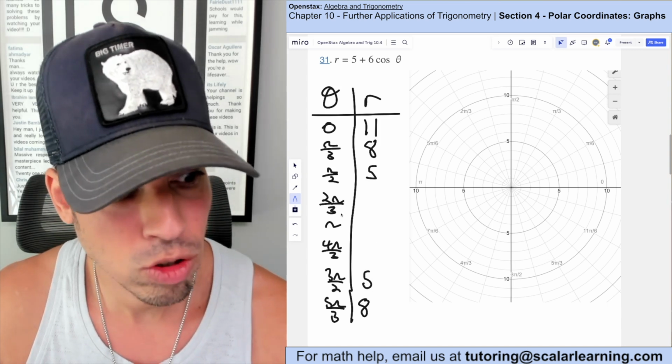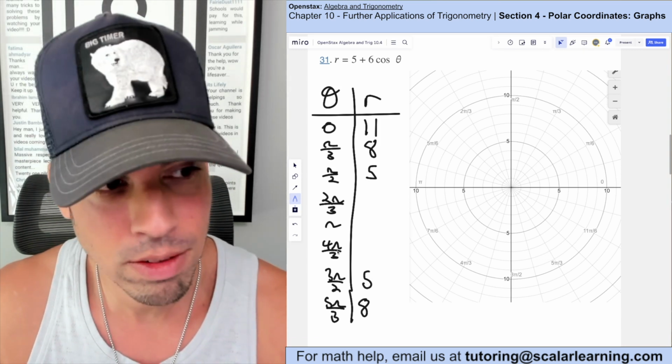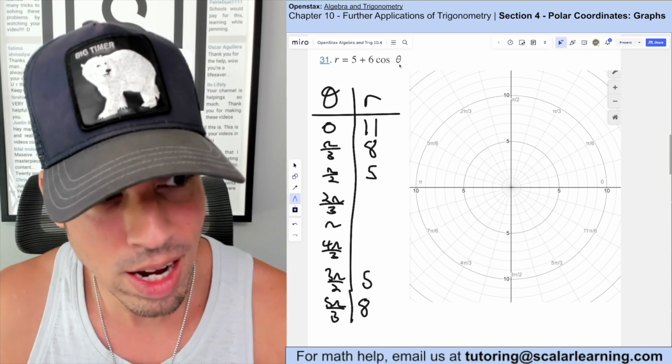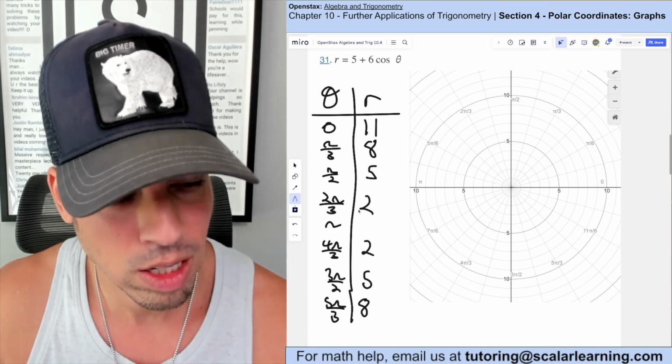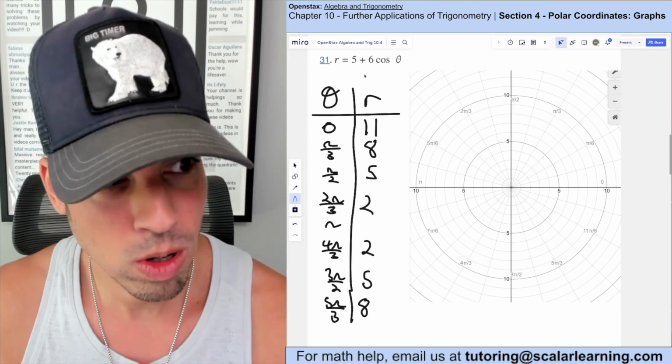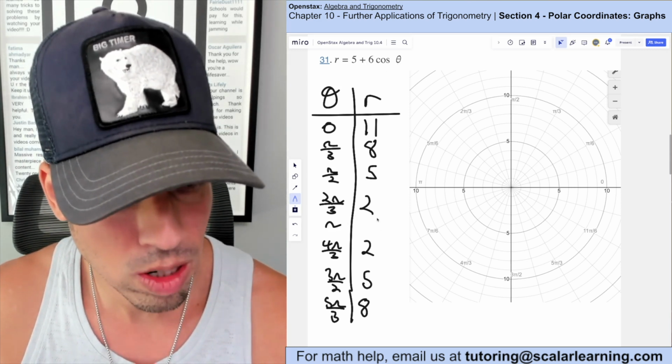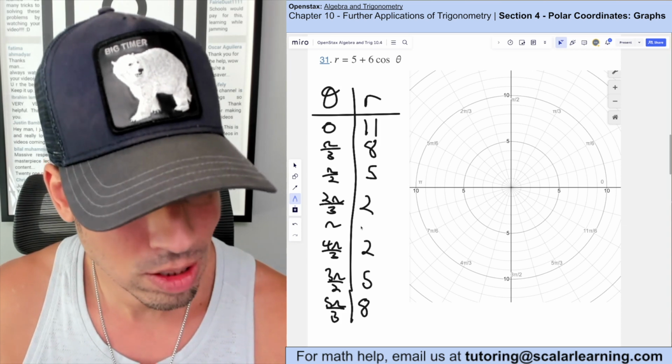For 2 pi thirds and 4 pi thirds, that's going to give us negative 1/2. So 6 times negative 1/2 is negative 3 plus 5 is 2. We got the same with 4 pi thirds. And then, of course, cosine of pi is negative 1. 5 plus 6 times negative 1 is 5 minus 6, which is negative 1.